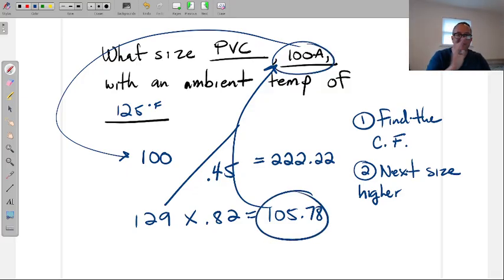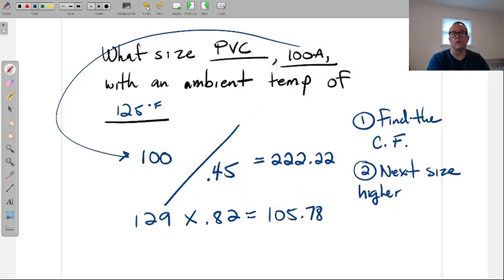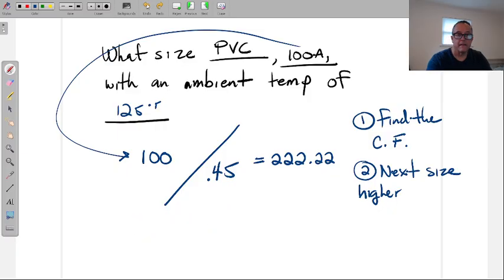So when the temperature is not that much different, like not that high, it stays relatively low, and your correction factors are in the 80s and 90s, then it doesn't matter. You can multiply. But why do all that when you can just apply the divide to any temperature? Always just divide. All right, let's try another one.